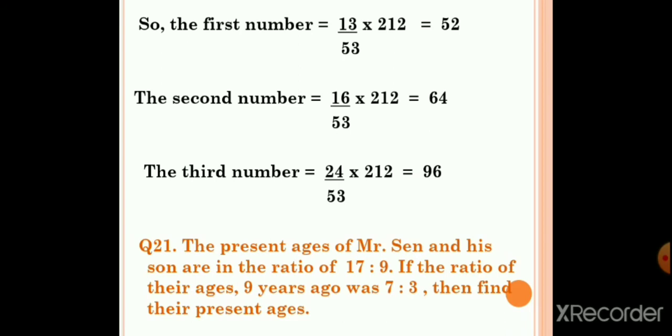Moving on to the next question, question number 21. The present ages of Mr. Sen and his son are in the ratio of 17:9. If the ratio of their ages 9 years ago was 7:3, then find their present ages.